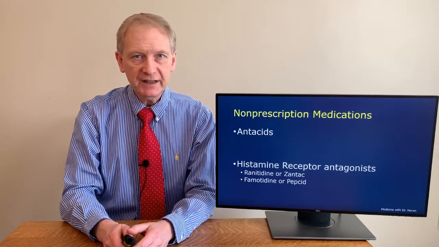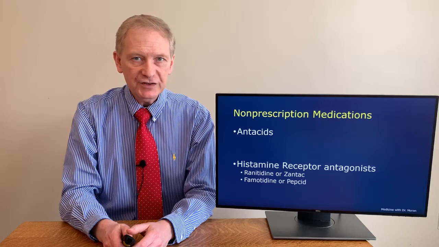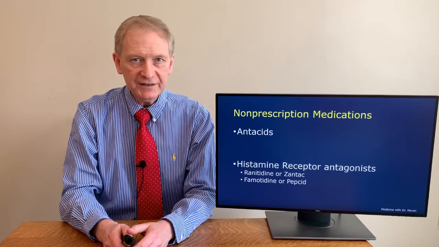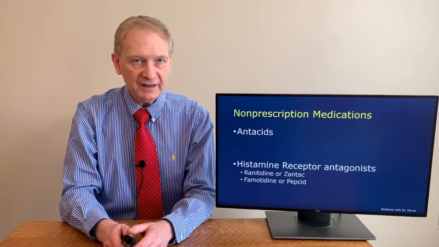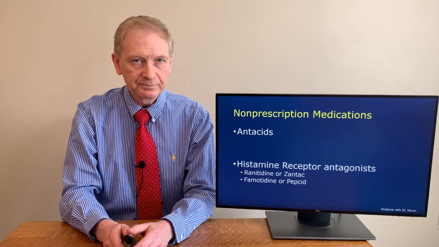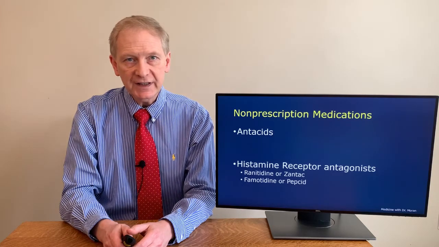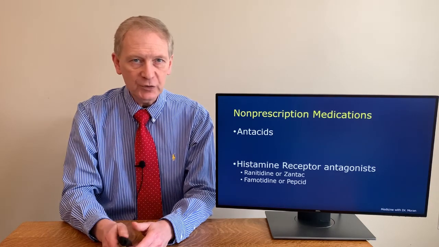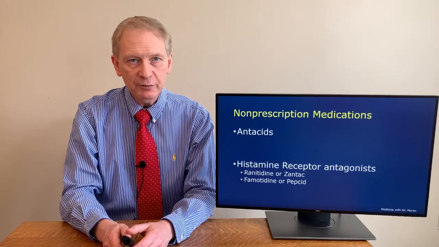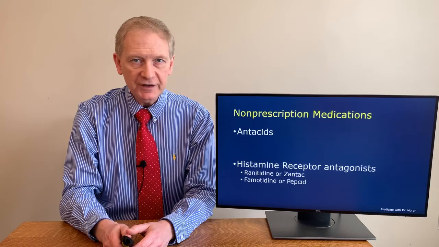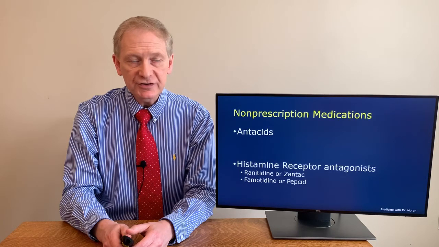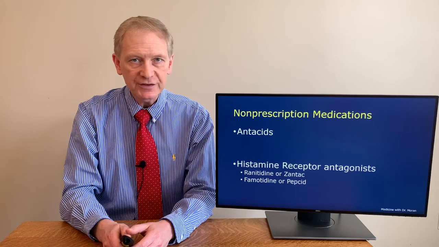Histamine receptor antagonists. These medications block the histamine receptor in the acid-producing stomach cell. They are more effective than antacids at relieving heartburn. Their effects last longer. These medications include over-the-counter ranitidine, brand name Zantac, and famotidine, brand name Pepcid. These have a slower onset of action, with peak concentrations occurring 2 to 3 hours after a dose and typically last 4 to 10 hours.